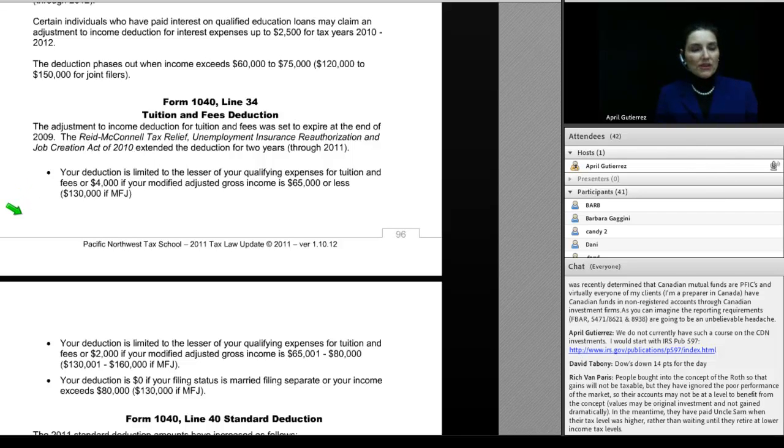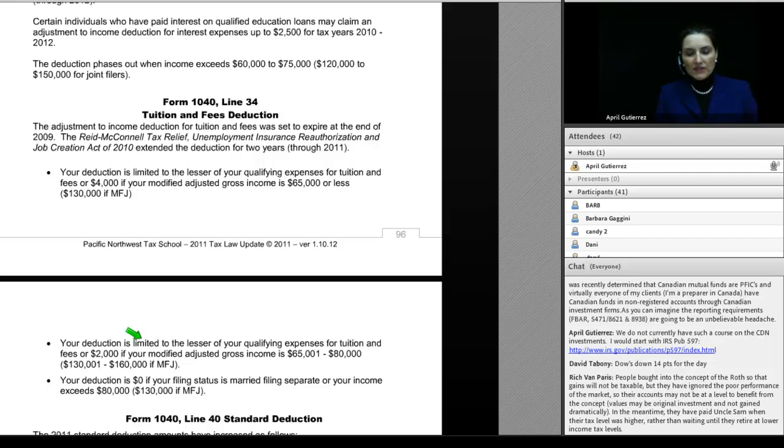But the lifetime learning credit now has a lower limit, and somewhere between the American Opportunity Credit limit and the lifetime learning credit limit, you have the tuition and fees deduction limit. And the limit on the tuition and fees deduction is a maximum deduction of $4,000 or a maximum deduction of $2,000 or a deduction of 0. And if your income is $65,000 or less, the deduction is limited to $4,000.